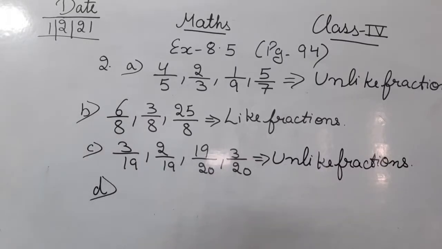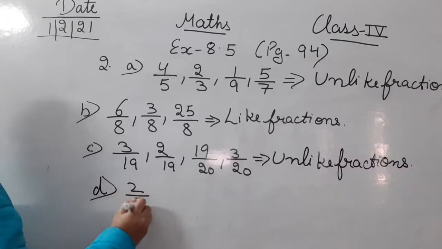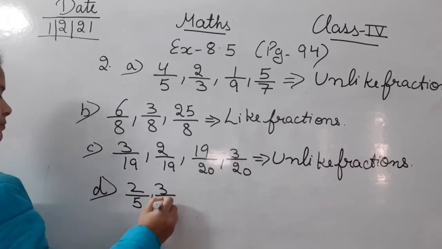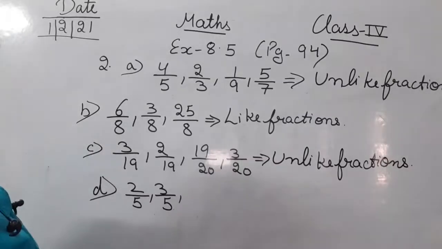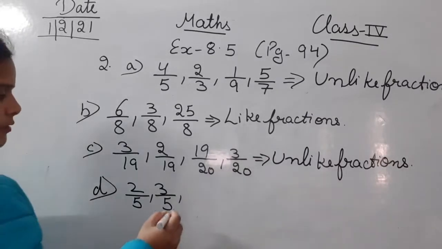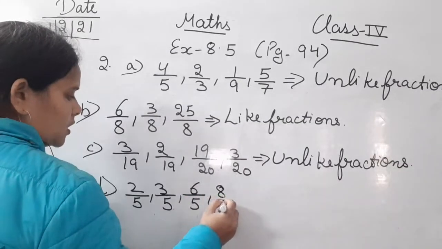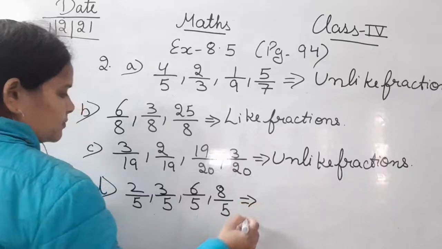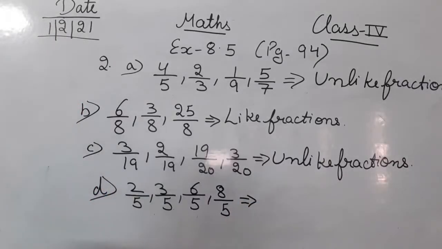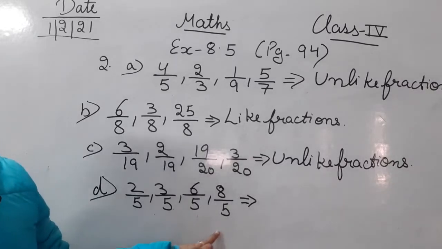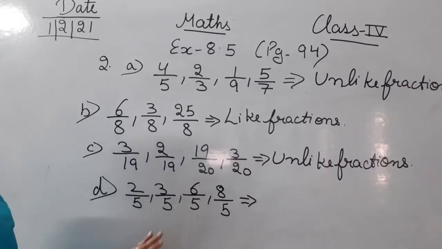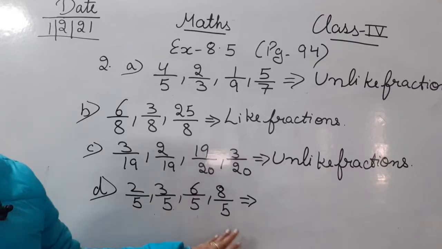D. That is 2 upon 5, 3 upon 5, 6 upon 5 and 8 upon 5. So these are four fractions. As you can see, all these four fractions have the same denominator.